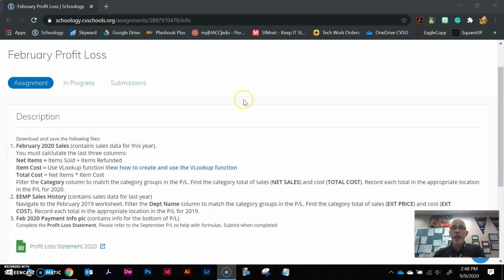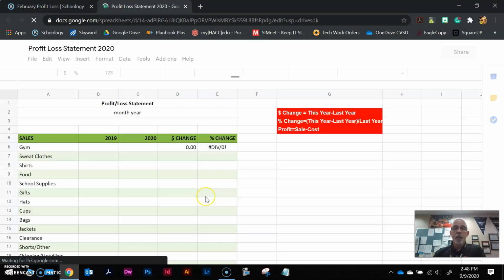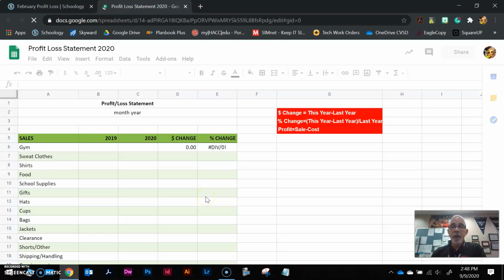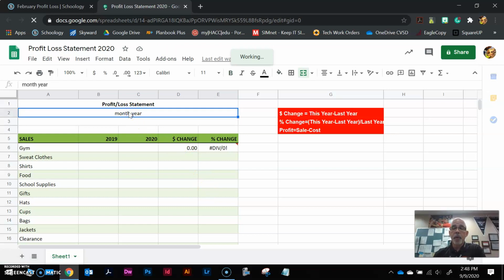This is a typical assignment page. I do have some directions here, and we'll explain in separate videos on how to do everything. But let me show you the profit loss statement. This, again, a Google Drive assignment will take you out to a Google Sheet, and we'll have to go back and add some things on here. So for example, if I need to do February 2020, I want to go back and type in that information here, replace that placeholder text.